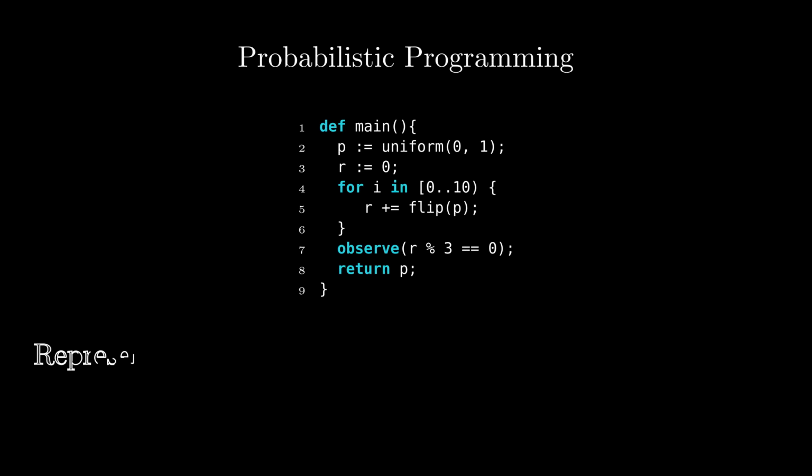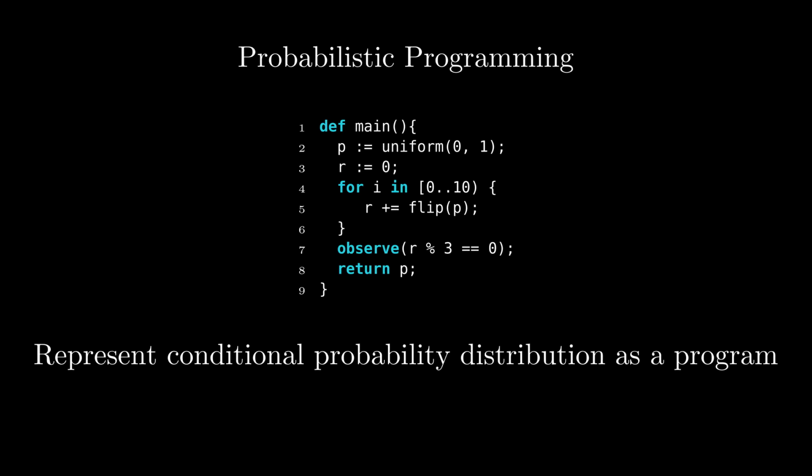Probabilistic programs represent conditional probability distributions. For example, this program starts with a uniform prior on the bias of a coin. The coin is then flipped 10 times, and we observe that the number of times it resulted in heads is divisible by 3. We then return the bias. The program represents the posterior distribution of the coin bias given the observed evidence.